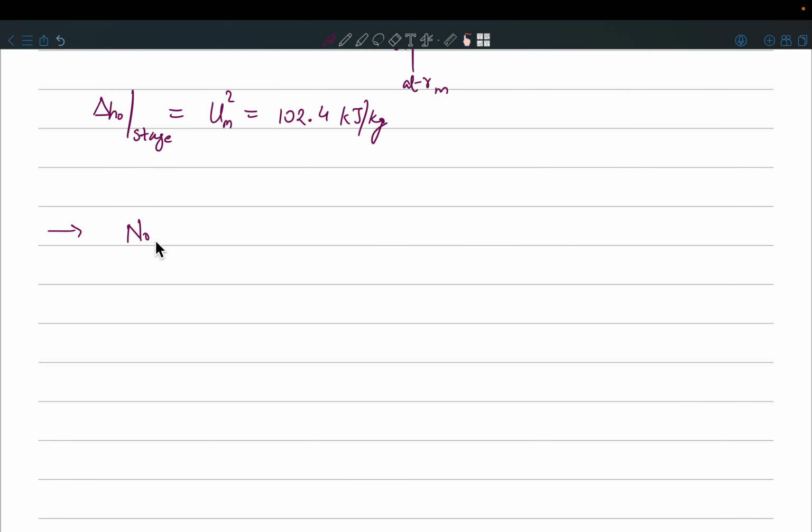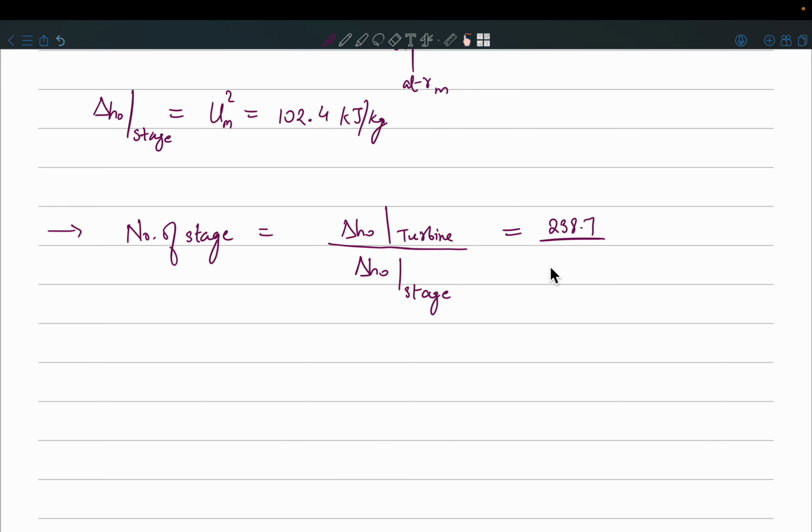So the number of stages is equal to delta H naught for the turbine divided by delta H naught for one stage. If you see, this was 238.7 by 102.4, which is approximately 2 point something. So you can say that you'll use either 2 or 3 stages. So your design should be about 2 or 3 rotor stages.